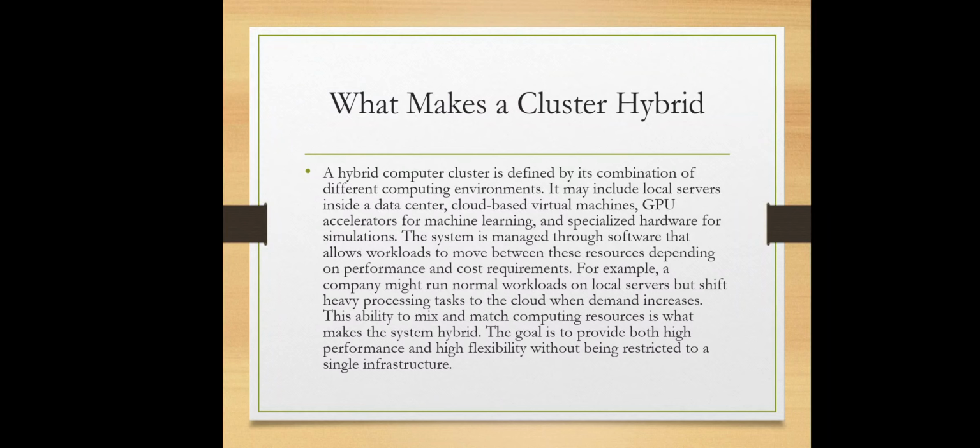performance and cost requirements. For example, a company might run normal workloads on local servers but shift heavy processing tasks to the cloud when demand increases. This ability to mix and match computing resources is what makes the system hybrid. The goal is to provide both high performance and high flexibility without being restricted to a single infrastructure.